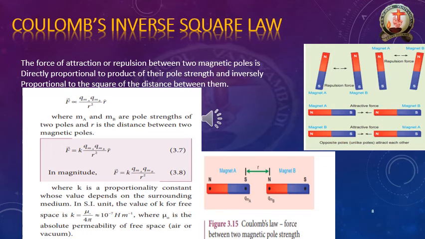I need the magnitude format. Magnitude format means I will take mod on both sides. So in magnitude, F is equal to K QMA QMB by R square. When you are preparing the class notebook, you can mention that step. F bar mod is equal to K QMA QMB by R square. In magnitude format, we don't want to write any direction. For that reason I skipped the R cap.